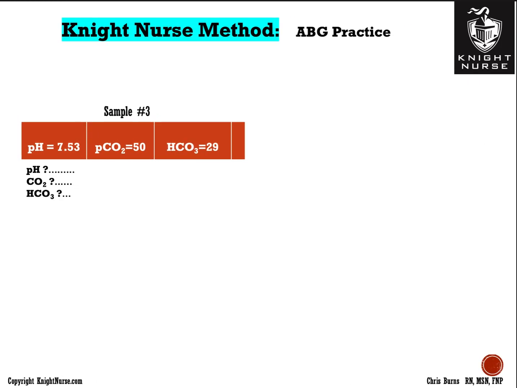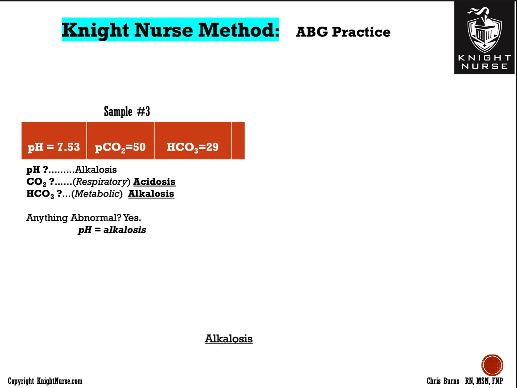All right, ready to get a little trickier? Let's get a little trickier. So pH, 7.53, supposed to be 7.35 to 7.45. So this pH is high. High pH is alkalosis. CO2 is supposed to be 35 to 45. This CO2 is high. CO2 is a respiratory acid, so high acid means respiratory acidosis. Bicarbonate is supposed to be 22 to 26. This bicarbonate is high. Bicarbonate is a metabolic base. We have high base, metabolic alkalosis.